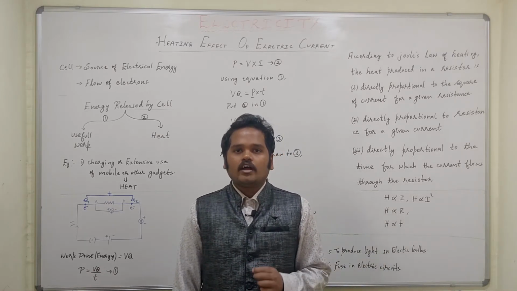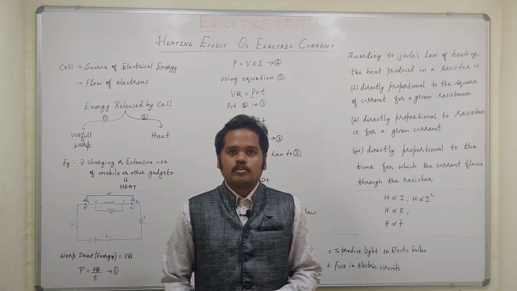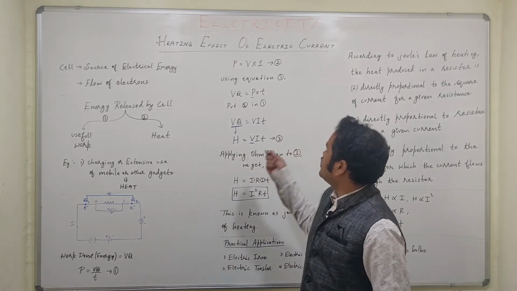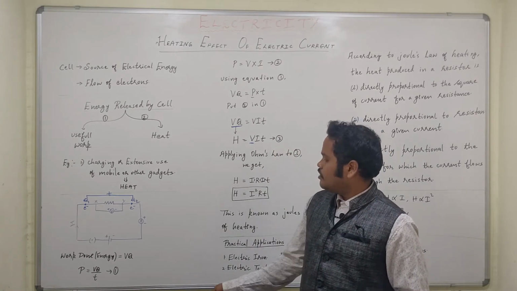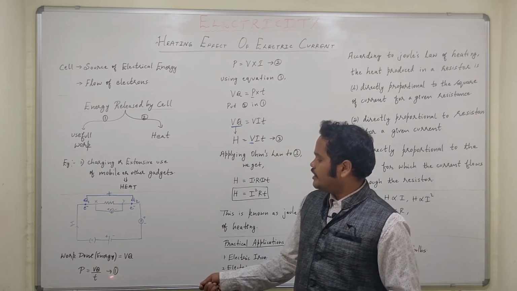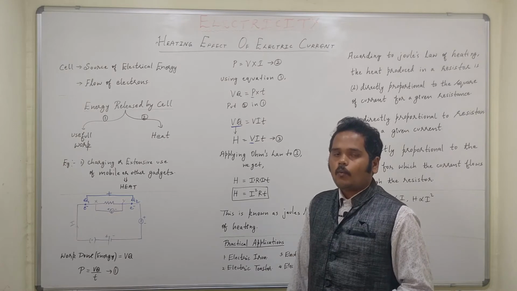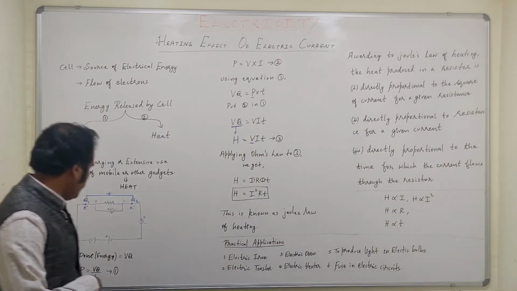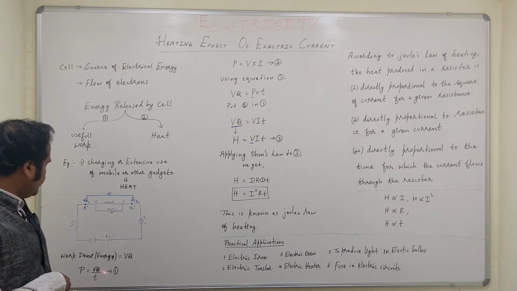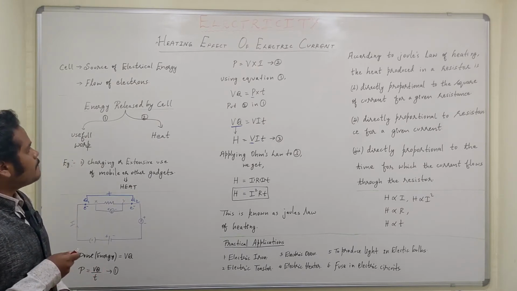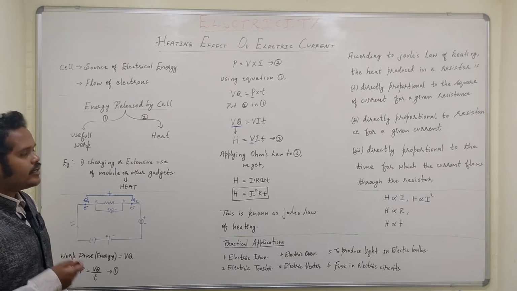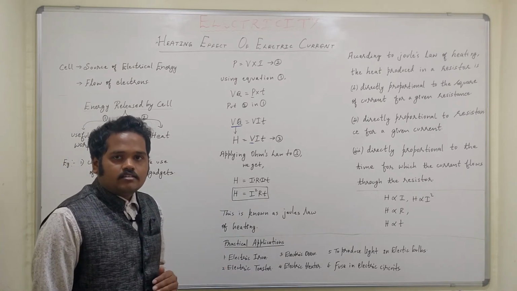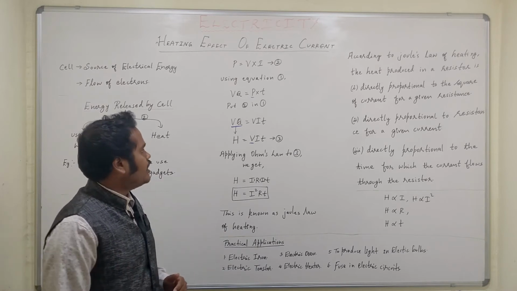We also have another form of equation for the power for the entire circuit, which is V into I. We label that as equation 2 and we label V Q by T as equation 1. So here we have two equations. P is equal to V into Q by T, first equation. P is equal to V into I. We just need to keep on replacing things in the entire derivation.